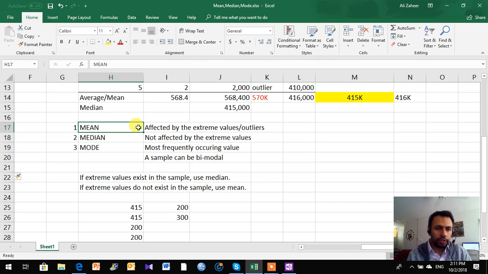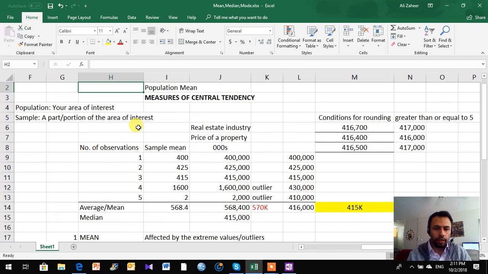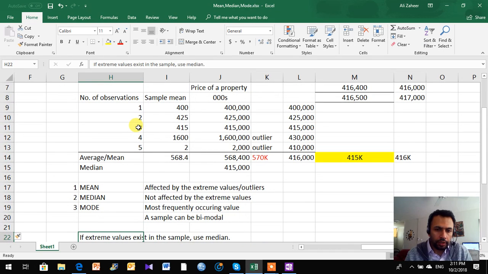So in this lecture we talked about the mean and what factors affect its value, in which situations mean is preferable over median and vice versa, and mode and bimodal as well. So that's all for today. Next time I will come up with a different concept.